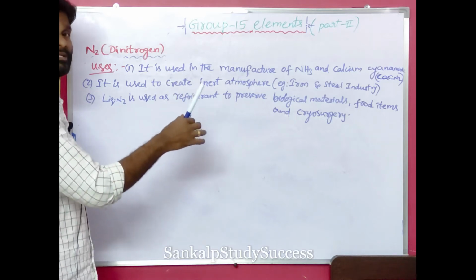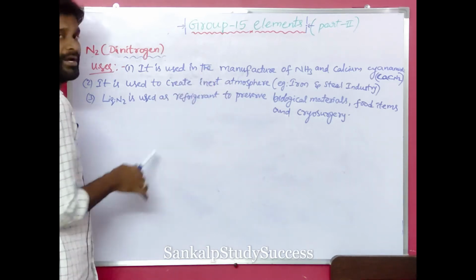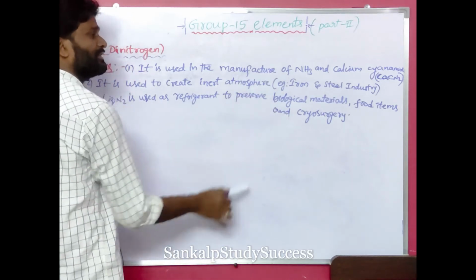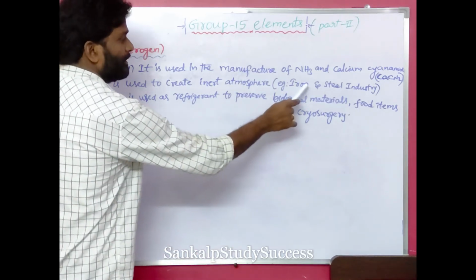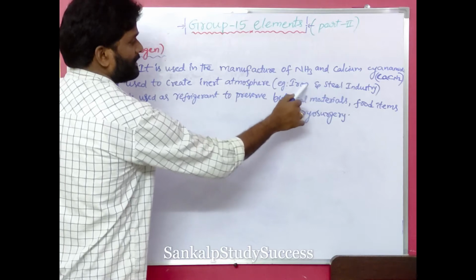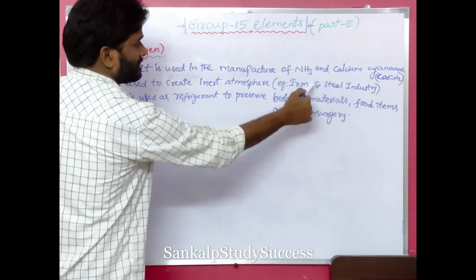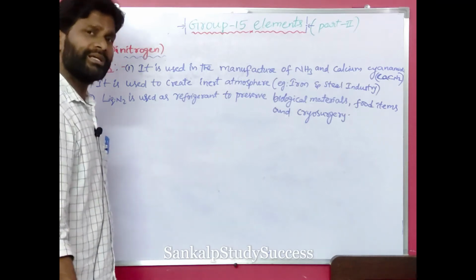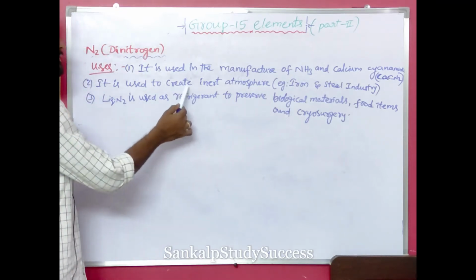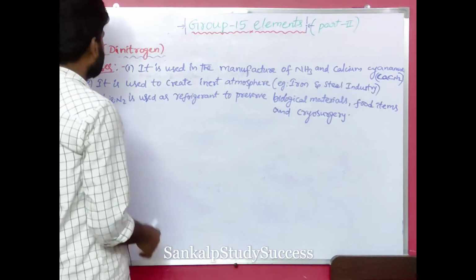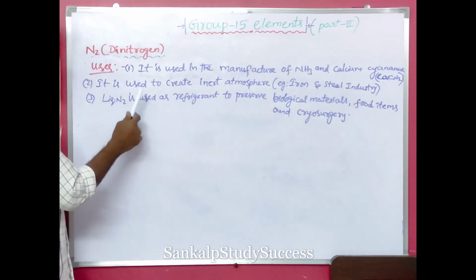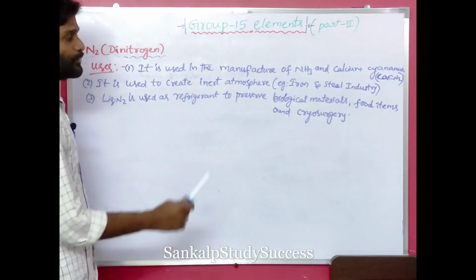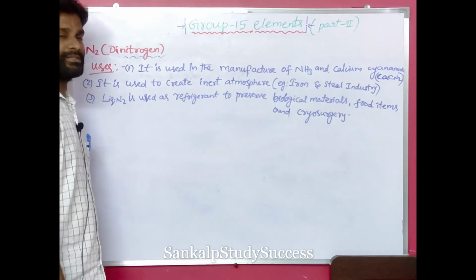Oxygen is highly reactive when compared to nitrogen. Due to its high bond dissociation energy, nitrogen cannot react with any metal or materials in industries like steel and iron. Since its bond dissociation energy is very high, it can create an inert atmosphere. Liquid nitrogen is used as a refrigerant to preserve biological materials, food items and in cryosurgery.